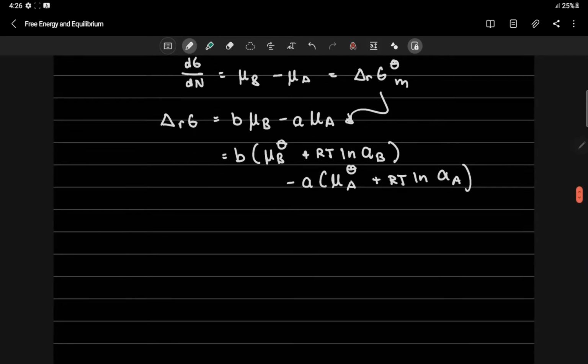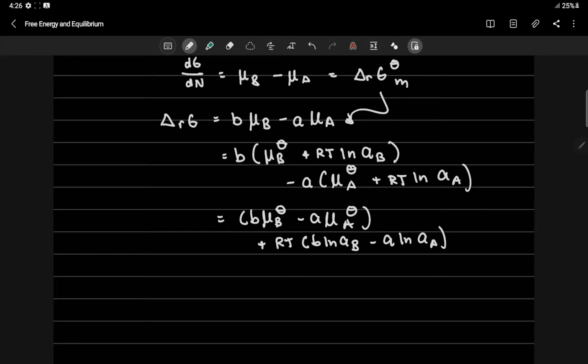Ngayon, ang gagawin ko is I will rearrange this equation such that magsasama si B mu B standard minus A mu A standard plus RT, okay, I'm just collecting terms here, B ln of the activity of B minus A ln of the activity of A. But what is this part? This portion right here is what? Basically, ano yan? Yan ay yung Gibbs free energy at standard state. Okay? So, plus RT ln.